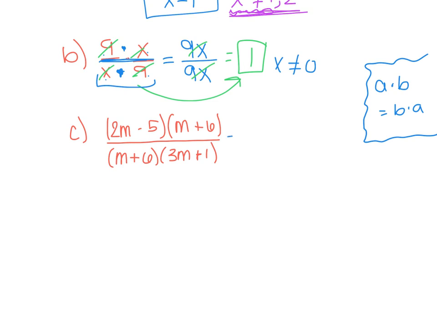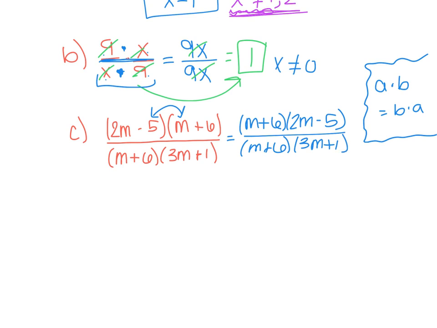That means I can reverse the order here of my numerator or denominator, however you want to think of it, and switch those up. And then I would have m plus 6 times 2m minus 5 over m plus 6 times 3m plus 1.